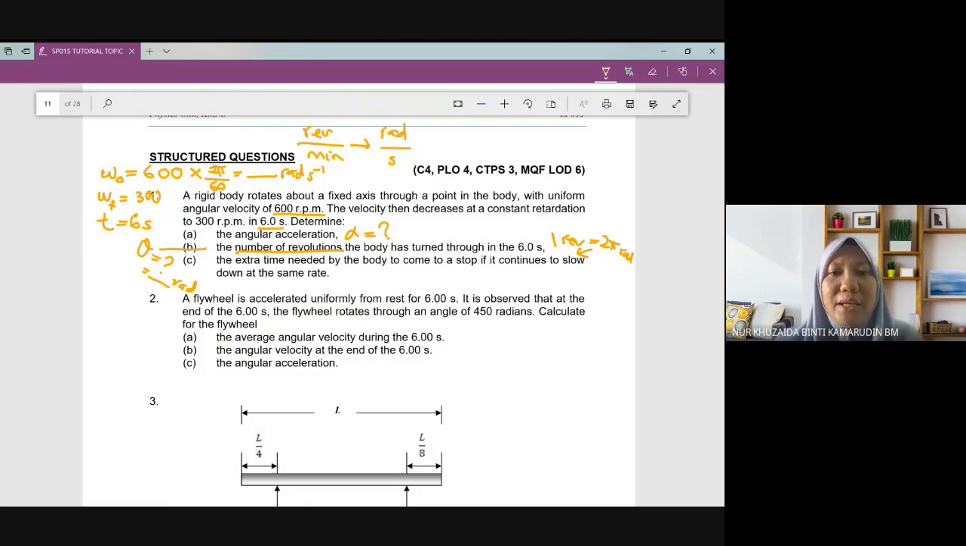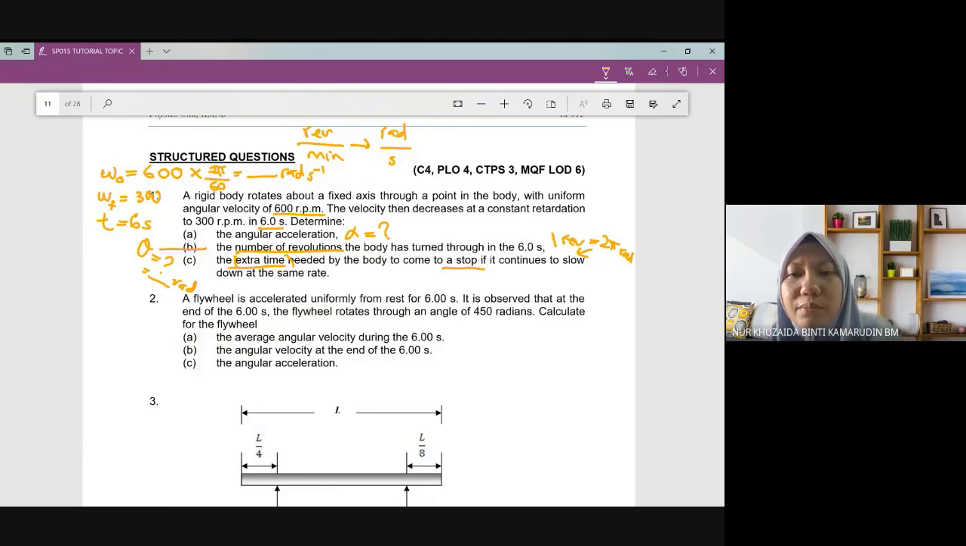The extra time needed by the body to come to stop if it continues to slow down at the same rate. Okay, so dekat sini dia tanya dia nak extra time. Okay, extra time bukan the time taken for the whole journey. Okay, dia nak extra time. Berapa lagi masa yang diperlukan to make sure that the body stop.